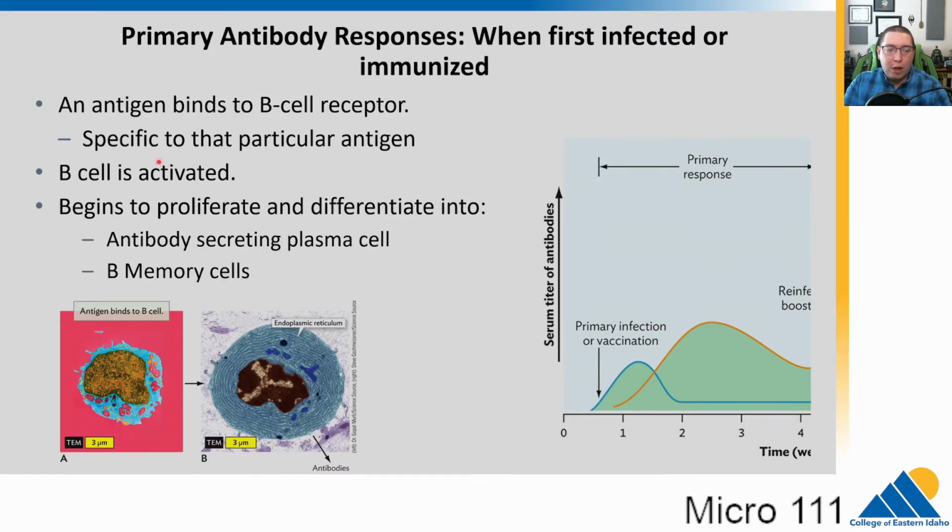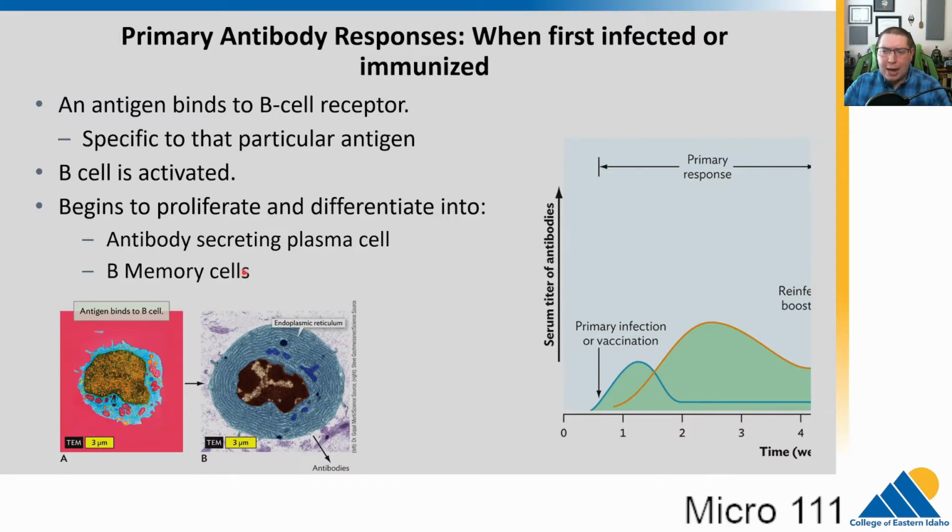This is going to begin a process called proliferation, which means it's going to start dividing and making copies of itself, and differentiation. The B cell is going to be bound by the antigen and differentiate into what we call a plasma cell. These plasma cells have lots of endoplasmic reticulum. That is where proteins are made, so they're basically little factories for producing tons of antibodies. Additionally, B memory cells will be created. They differentiate into B memory cells.